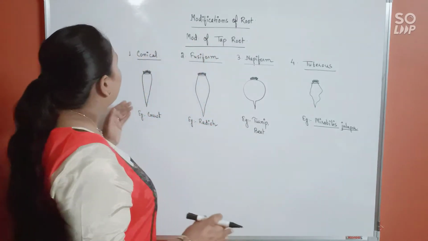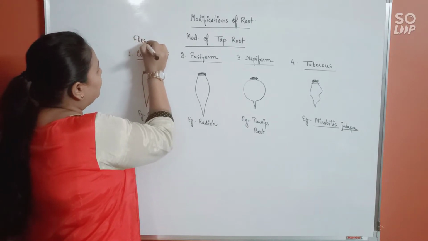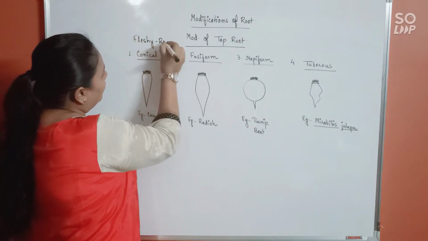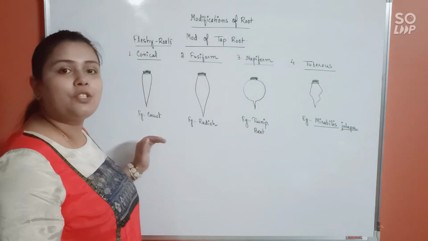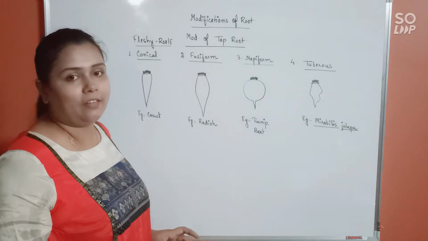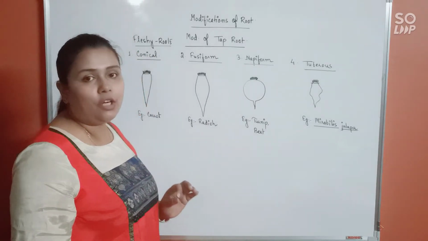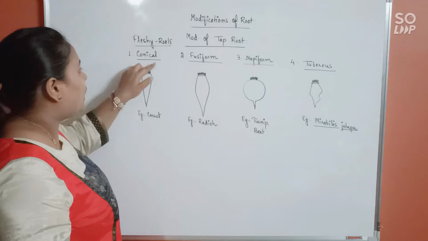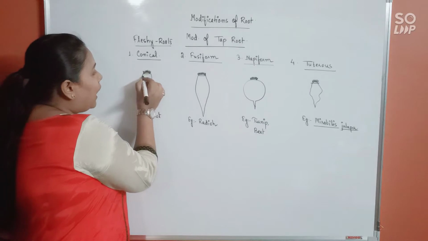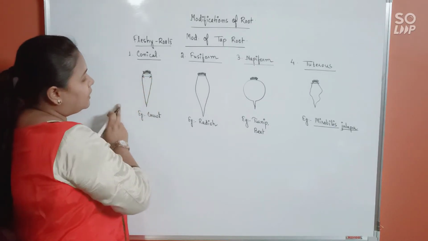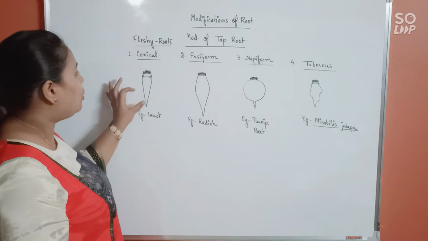So the first type that we are going to discuss is fleshy root. Fleshy roots are meant for storage. They will be storing reserve food material. The fleshy roots can be of 4 types based on their shape. First is conical. Conical roots are cone shaped. That means they are the widest at the base and they will be tapering at the apex, hence giving rise to a cone shaped structure.